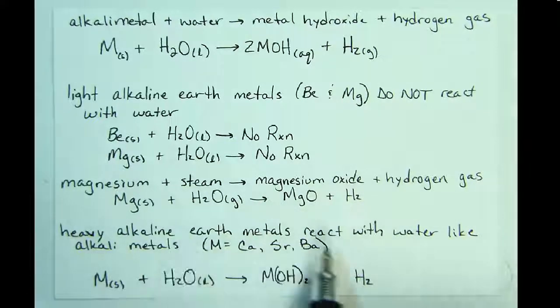Heavy alkaline earth metals will react with water like alkali metals do. So calcium, strontium, and barium in the solid phase will react with liquid water in order to make metal hydroxides and hydrogen gas, just like the alkali metals. Only the formula, of course, is a little different since you have a +2 to -1 ratio.